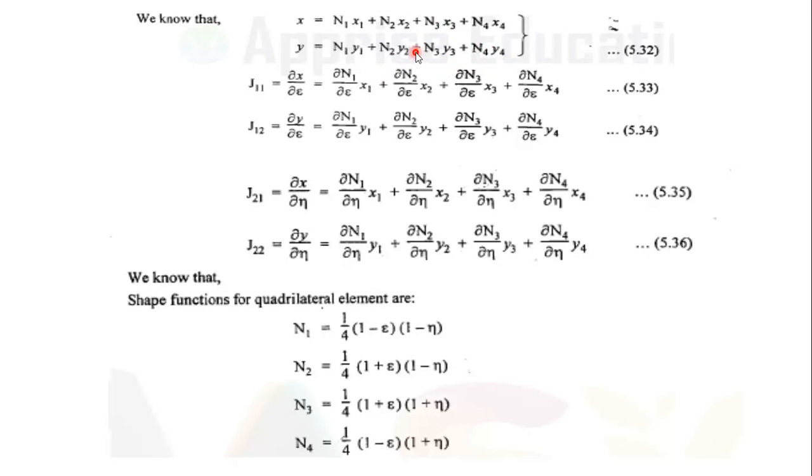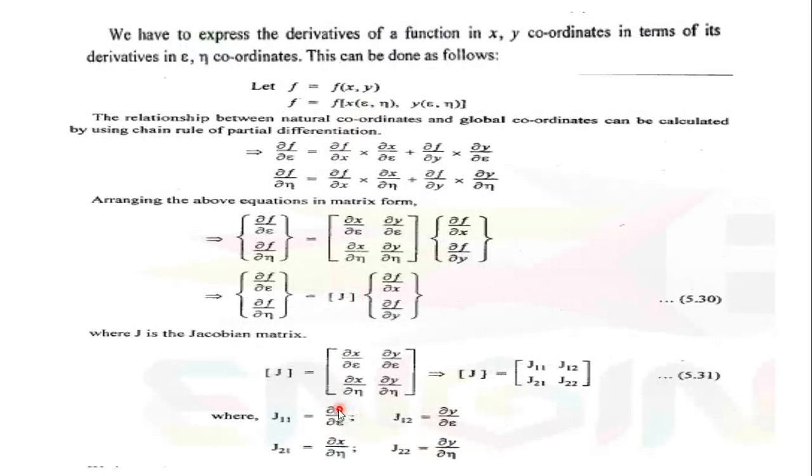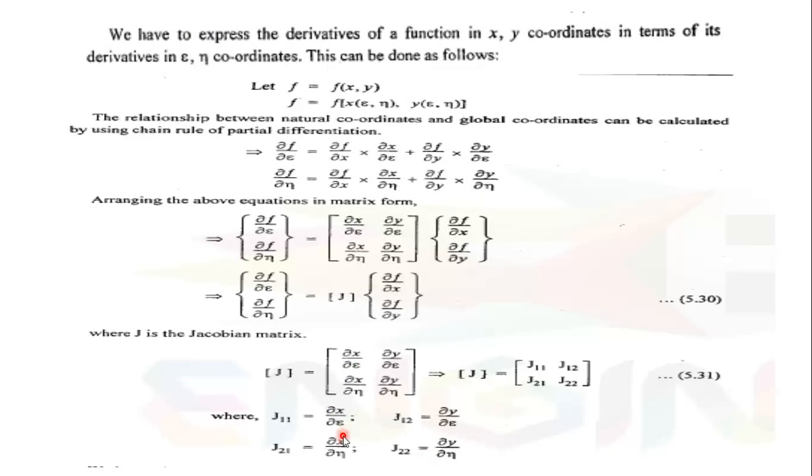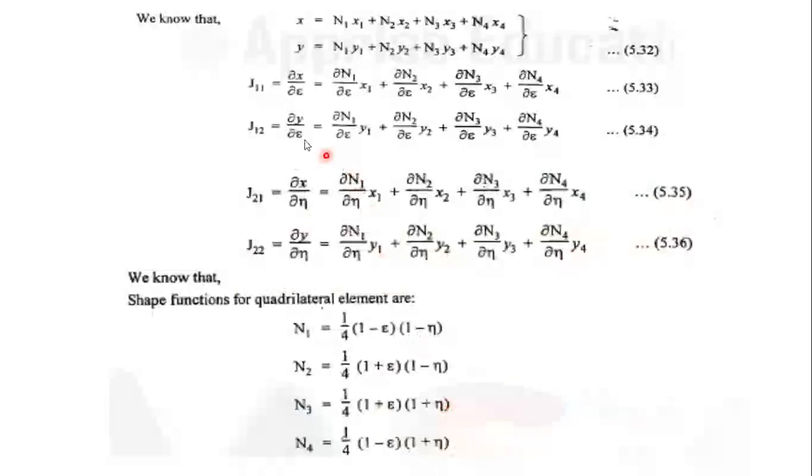We already derived these, so I just differentiate them. We know x and y, so I differentiate x with respect to epsilon and eta, and y with respect to epsilon and eta. That is what I am doing here. J11 is nothing but ∂x/∂ε, J12 is ∂y/∂ε, J21 is ∂x/∂η and J22 is ∂y/∂η. So that is what I am getting here.